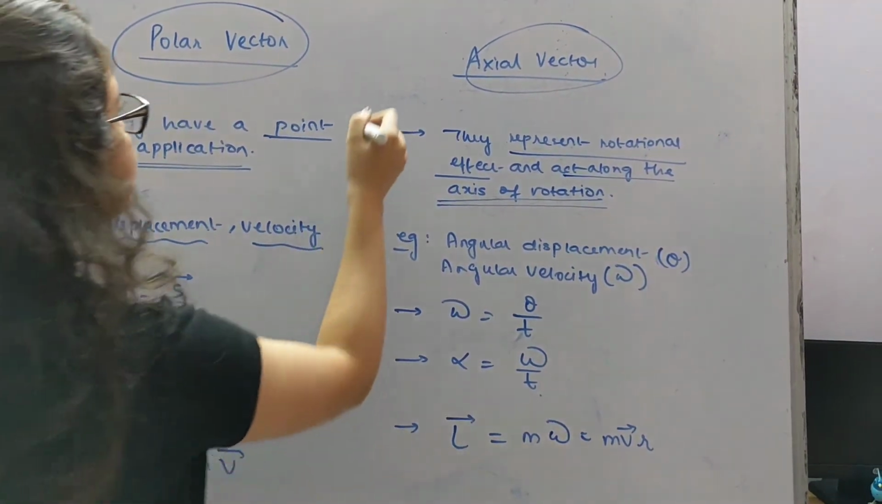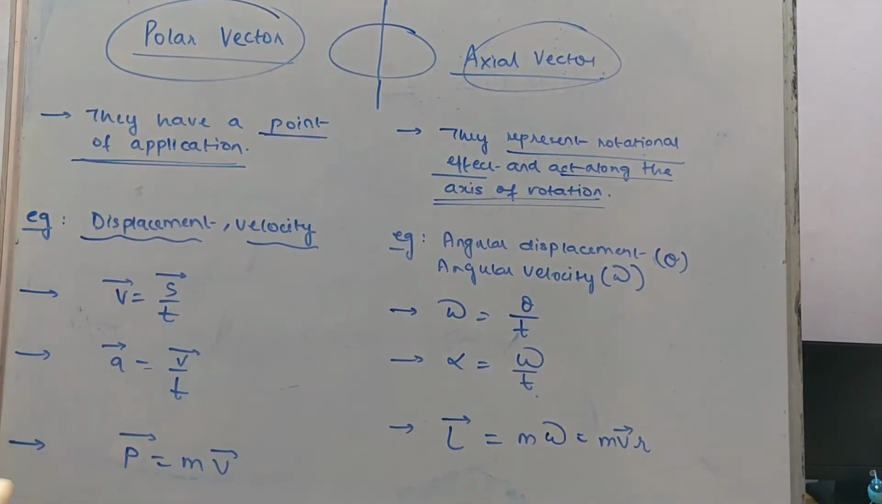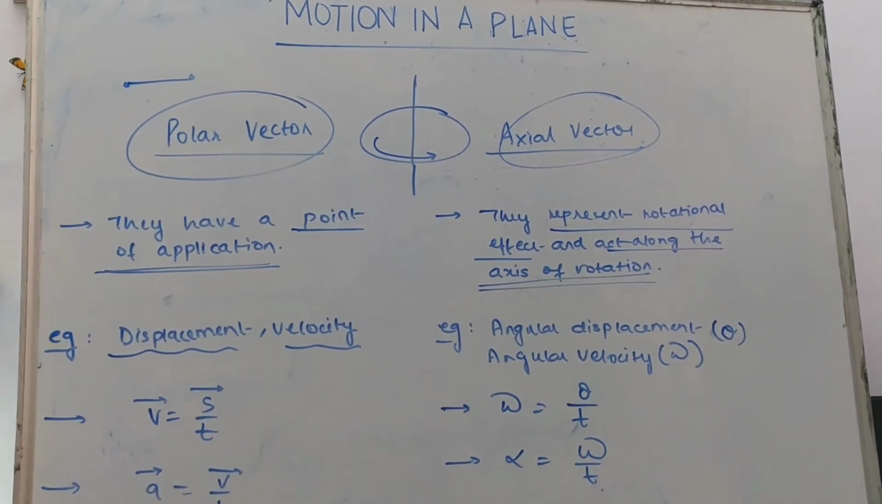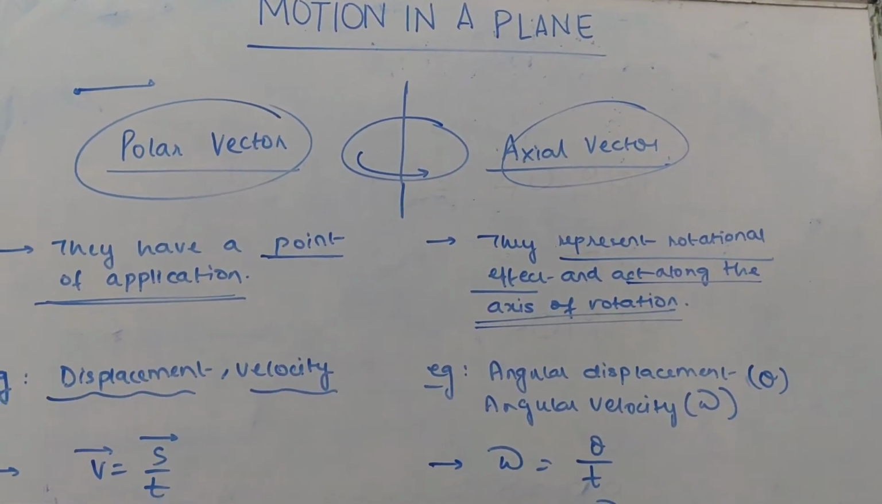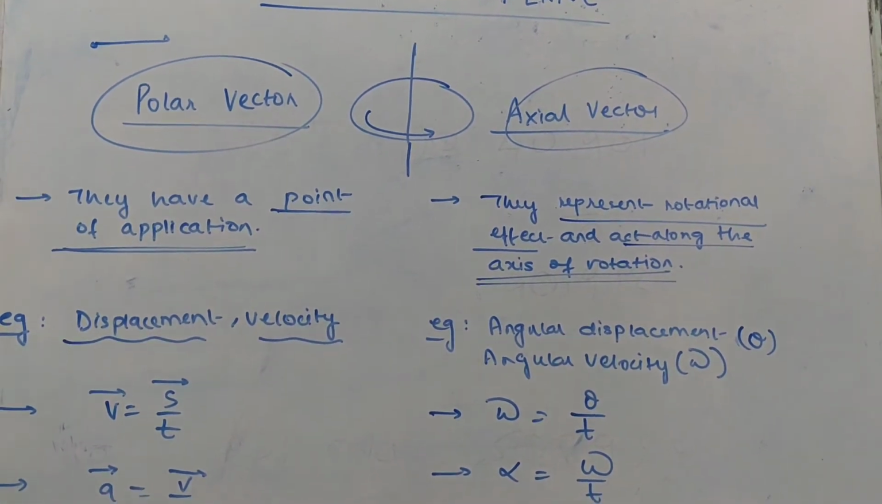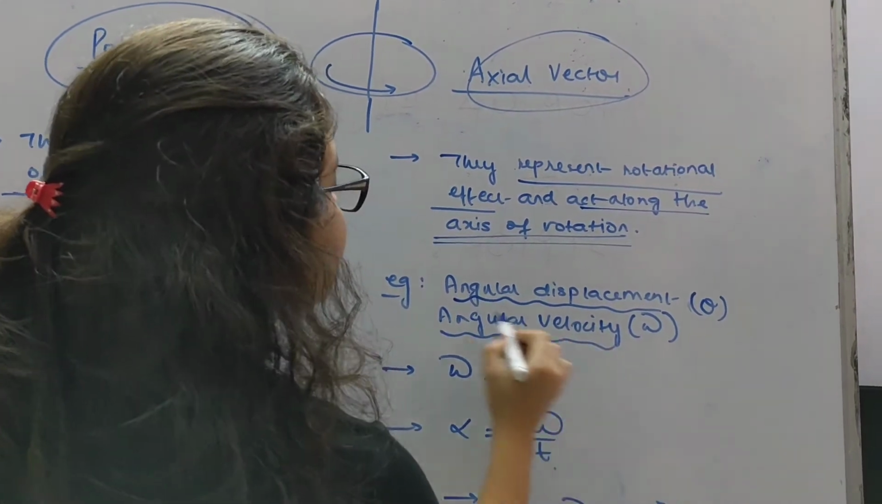What is the axis of rotation? Basically, if anything is rotating, we consider an imaginary axis. Then we say that the object is rotating around the axis. That also will be covered in rotational motion only, or rotational dynamics. Example, angular displacement and angular velocity.